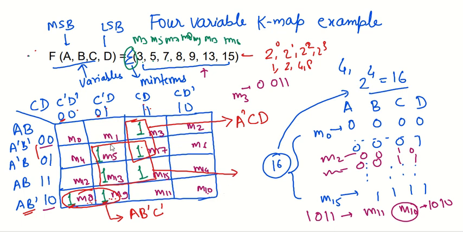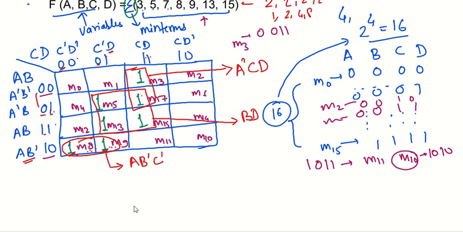The last term is 4 1, they form a square here. So here the value is A dash B, it is AB, so B is common for this part, and next for this part your D is common, so it is representing your BD term. So the final function will be here. The final function will be represented as A dash CD plus BD plus AB dash C dash.